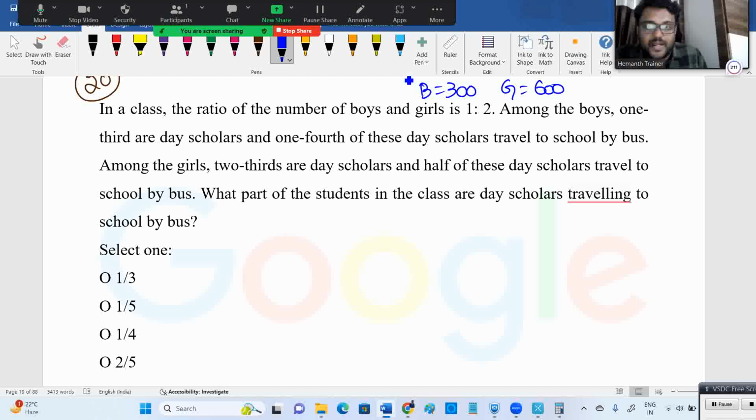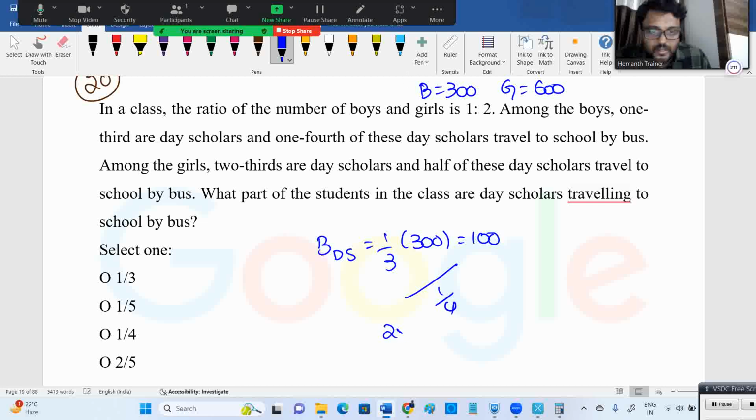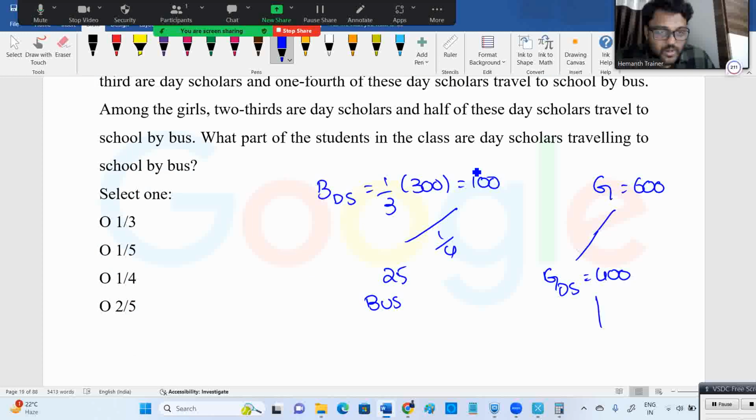Boys 300. Boys who are day scholars are one third of 300, which is 100. And one fourth of these day scholars travel by bus, so 25 are traveling by bus. Among the girls, two-thirds are day scholars, which means 400. And half of these day scholars travel by bus, so that means 200.